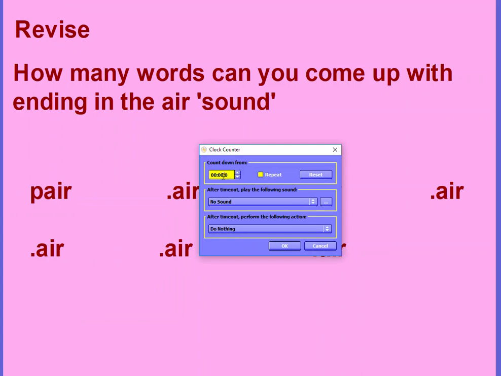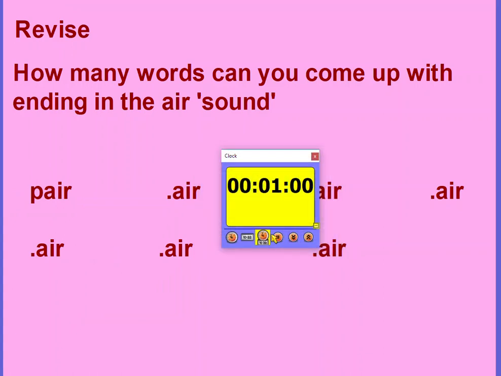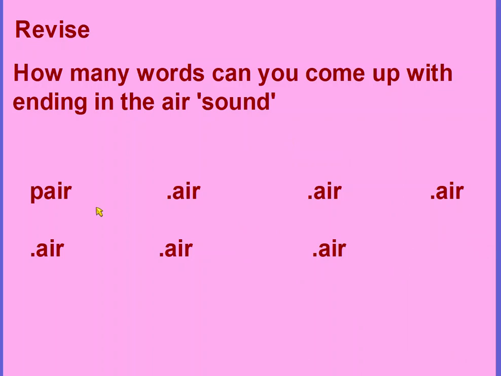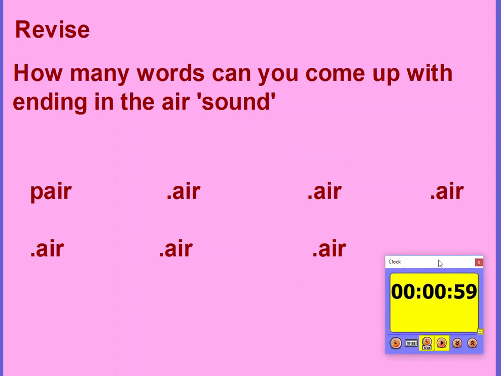What you have to do is you need to think of as many words as you can that end in air. So we have the trigraph air, and you can see I've started one with pear. You have 1 minute on the clock to see how many words you can get. Write them on your whiteboard.